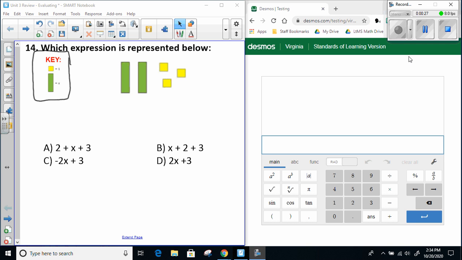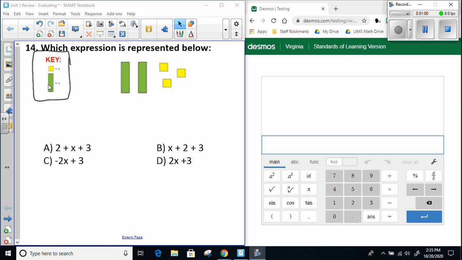So the first thing I notice in my key is that we have a small yellow square, and that is equal to 1. And just remember that that's a positive 1 since there's no negative sign in front of it. So then we go to this green rectangular piece, and we see that that equals x. And just really quick before we move on, I want to make sure it's clear that this is a positive x. If it were a negative x, it would have to have a negative sign in front of it. So since there's no sign in front of it, it must be positive. And that's also a positive 1x because it's just one green rectangle.